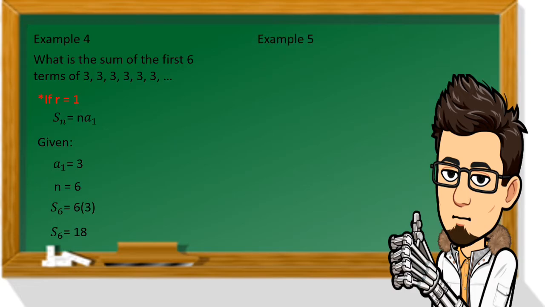How about this? What is the sum of the 7 terms of 3, negative 3, 3, negative 3, 3, negative 3, and so on? So getting the common ratio, negative 3 divided by 3, our r is equal to negative 1. So if r is equal to negative 1, then our n in our problem is equal to 7, that is odd. So we have s sub n is equal to a sub 1. So therefore, our s sub n is equal to 3.